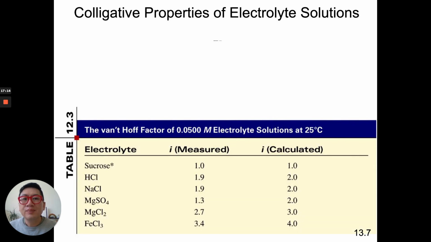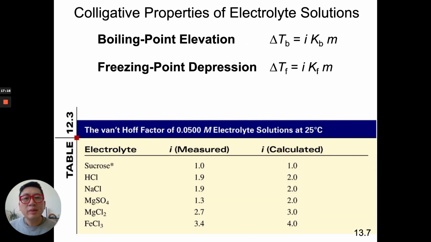So when we're talking about boiling point elevation and freezing point depression, I actually have to also multiply by i, the van 't Hoff factor. Delta Tb is equal to i times Kb times m. Delta Tf is equal to i times Kf times m. What is i? i is the number of ions that is calculated. Ignore the measured one for now.